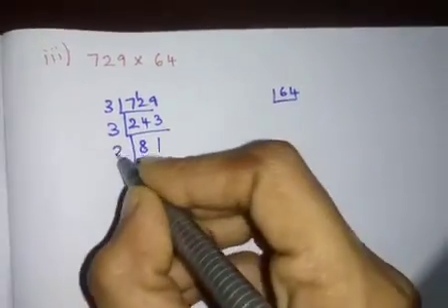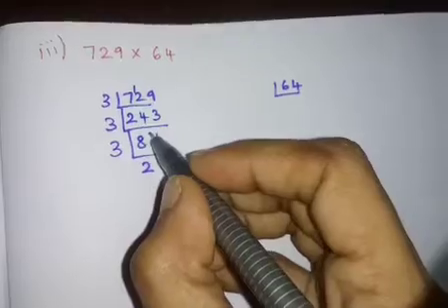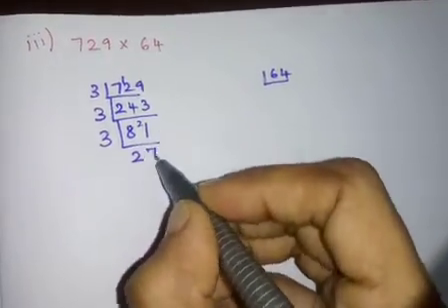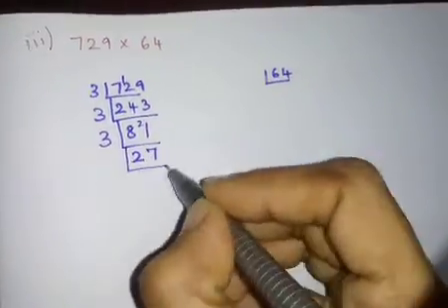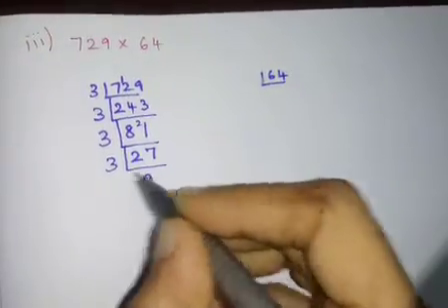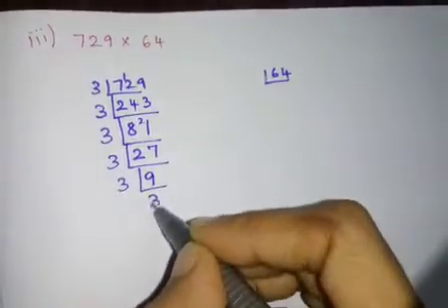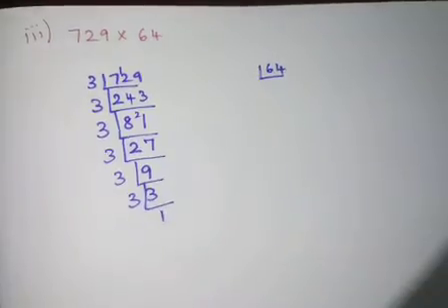Then it comes in the third table. 3 2s are 6, remainder 2. 3 7s are 21. Then third table. 3 9s are 27. Then 3 3s are 9. 3 1s are 3. Okay.